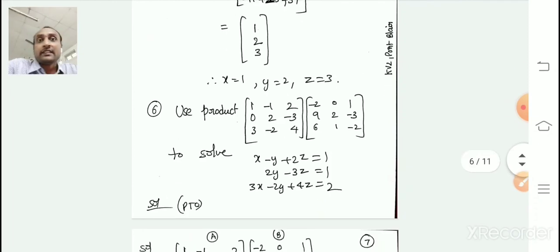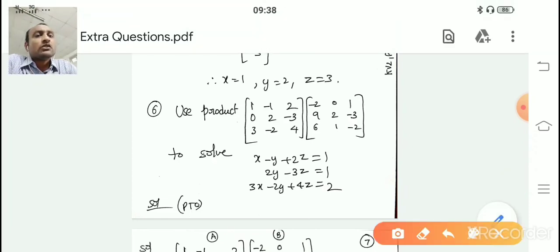Use the product. See, it is also a kind of question, very important. These two questions are repeatedly asked. One more model is their 7th question also. 5, 6, 7 are 6 markers, very important questions, remember. Okay, 5, 6, 7. Make a note. They are asking 6 markers maximum number of times.